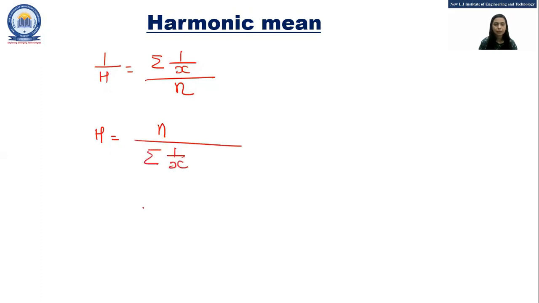Now moving to the harmonic mean. The harmonic mean for individual observations is given by 1 by H is equal to sigma 1 by x, whole divided by n. So we can write H is equal to n divided by sigma 1 by x. This is for individual observations. If you are given a discrete series, in that case H is equal to sigma f divided by sigma f by x. And if you are given a continuous series, you can find the midpoint, that is x, and apply this same formula.